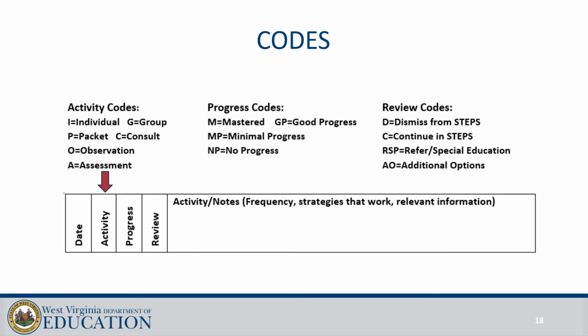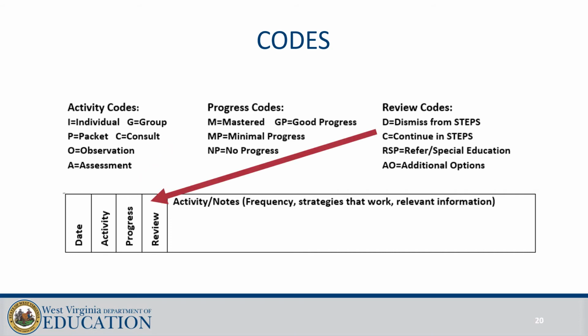The activity codes that could be used could go in this column. They include I for individual, G for group, P for packet, like sending a packet home, C for consult with teacher or parent, O for observation, and A for assessment. The estimation of progress, or progress codes, would go in this column. M for mastered, GP for good progress, MP for minimal progress, and NP for no progress. And as mentioned earlier, this could be the way that the therapist documents the progress during a session or during their assessments.